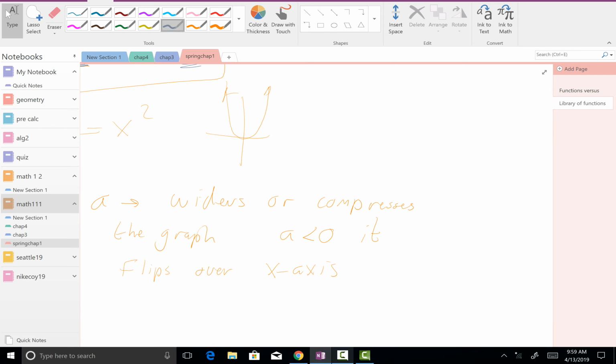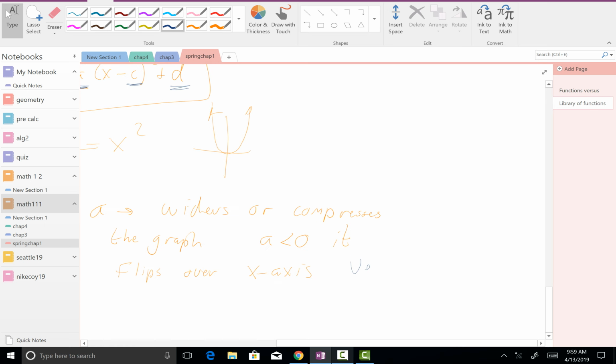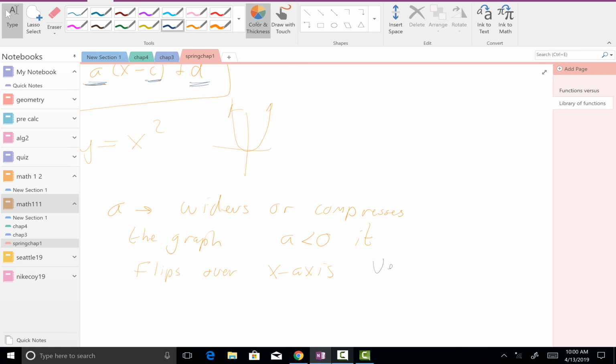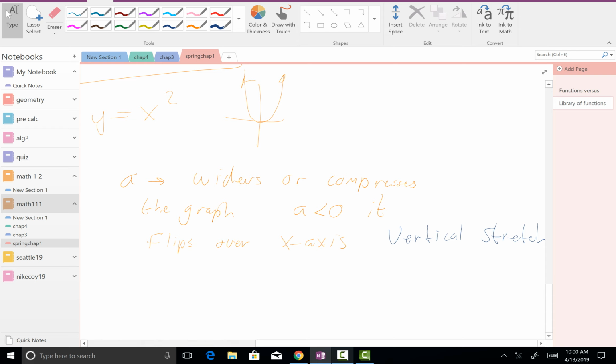So we call this a vertical stretch. Okay, so how can we call it a vertical stretch? What happens is that it takes the U shape and it stretches it. All right. Now, we've also got compress.